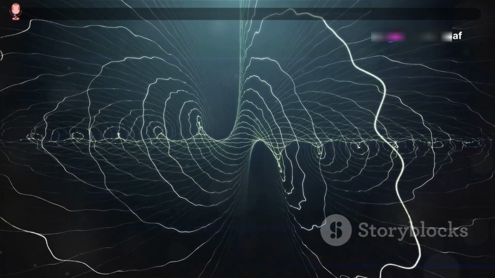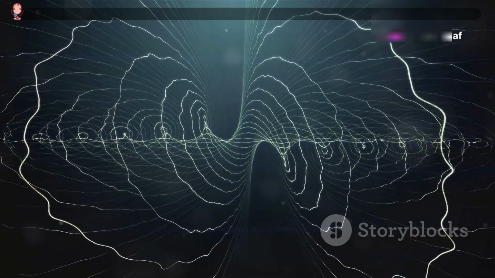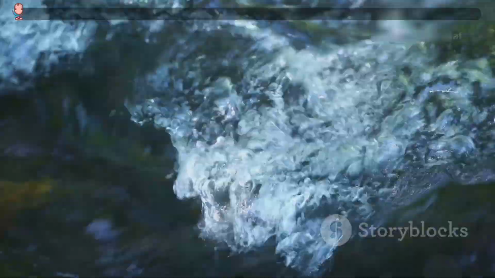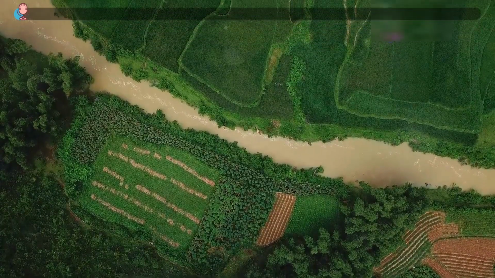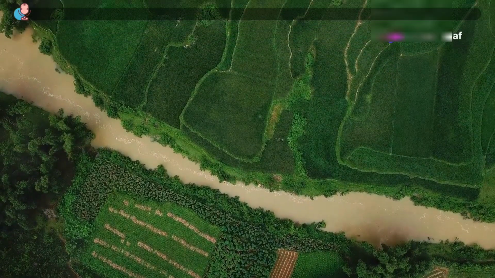Unveiling the secrets of electromagnetism, a journey through fields and fluids. Imagine a river flowing steadily downstream. The water's movement can be described by its velocity at every point. This creates a flow pattern, a visual map of the water's journey.